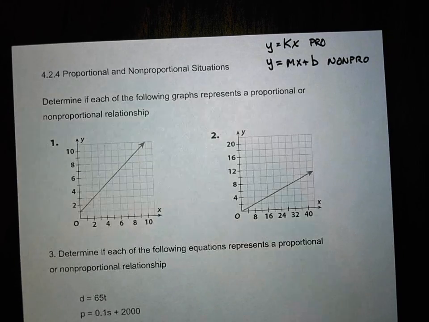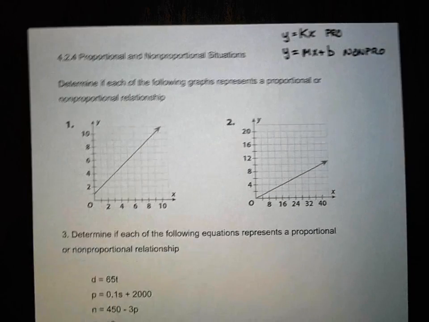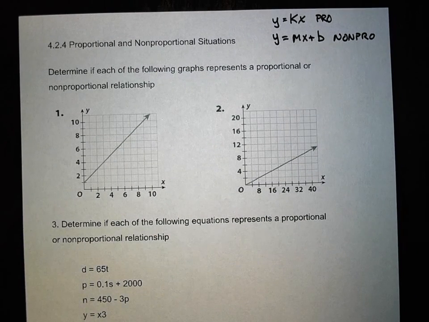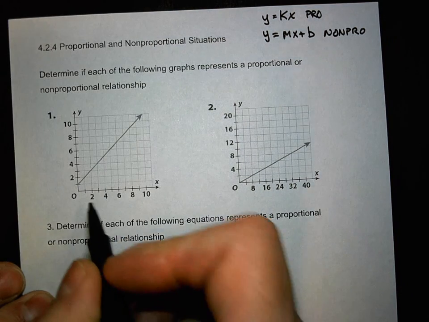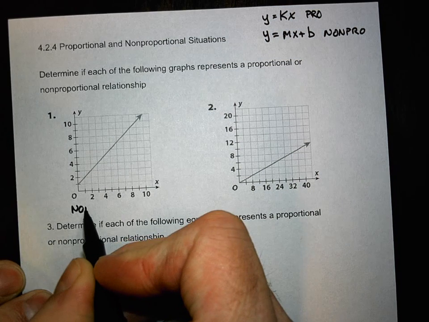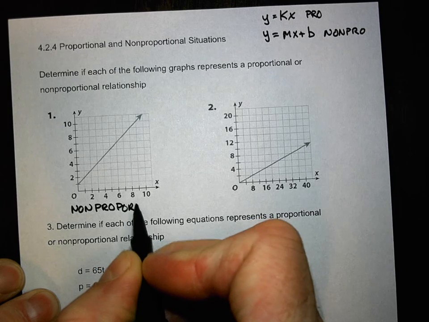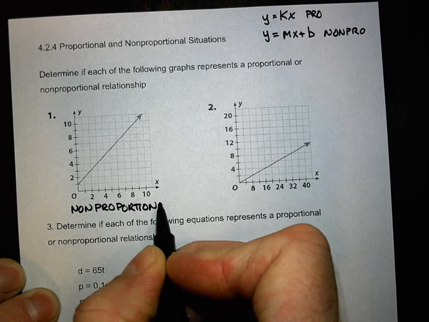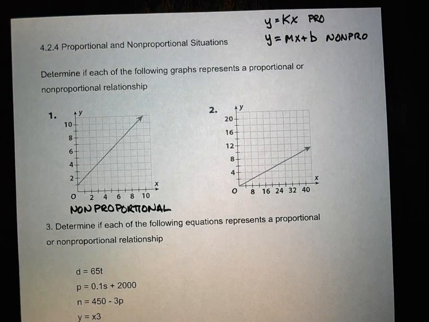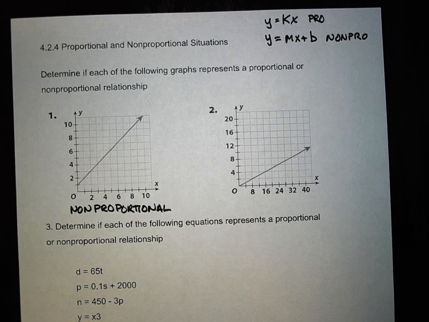So let's look at a couple of graphs. Graphs are my favorite when they ask you. Look at this first one. Does it go through the origin? No. So what kind of line is it? Non-proportional. This one's non-proportional. Does number 2 go through the origin? Yes. What does that make it? Proportional.